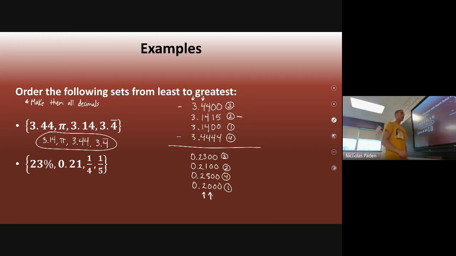So putting these back in order, the smallest was 0.20. Remember, 0.20 was 1/5. And then we've got 0.21, which was just 0.21. And then 0.23, which was 23%. And then 1/4, which was 0.25. So this is my set in order from least to greatest.